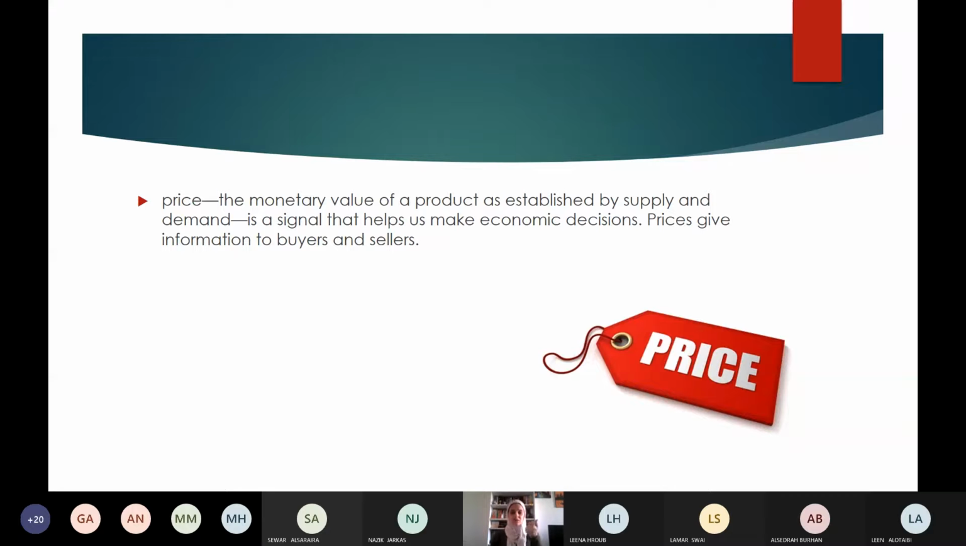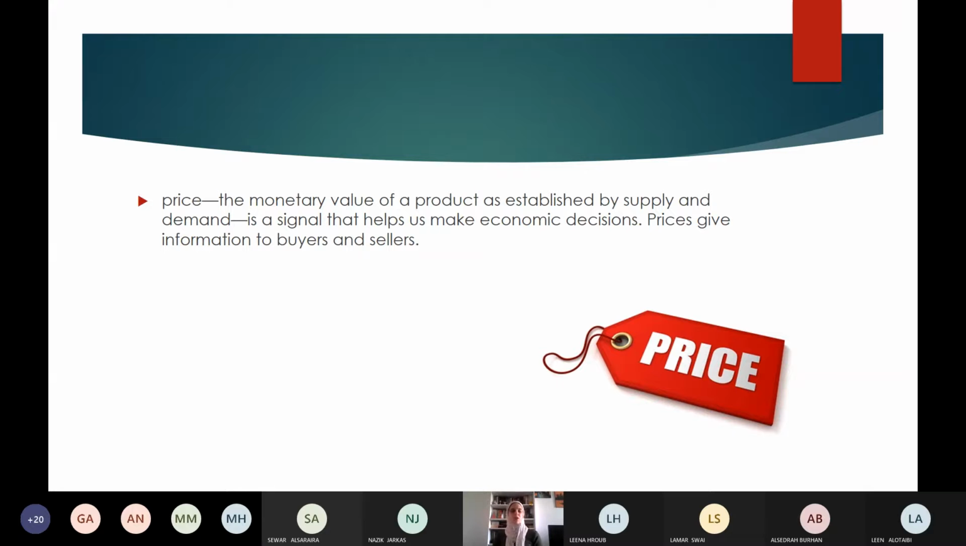Price is what? Price, monetary value of a product. How much does this cup cost? As established by supply and demand. It helps us to make an economic decision. It gives information for the buyers and sellers. It gives information for me, so I decide, can I buy it or is it too expensive? No need to buy it. This is the price.